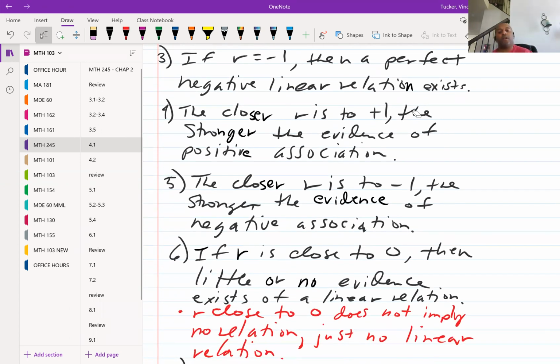Number 6, if R is close to 0, then little or no evidence exists of a linear relation. And in the red, it goes back to what I was saying: this does not have anything to do with determining if it has a relation or not, just no linear relation. So R close to 0 does not imply no relation, just no linear relation.